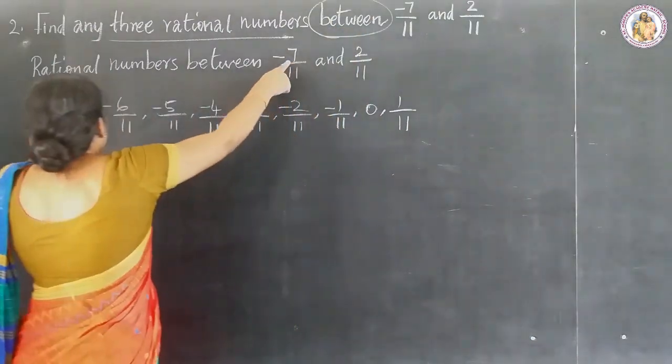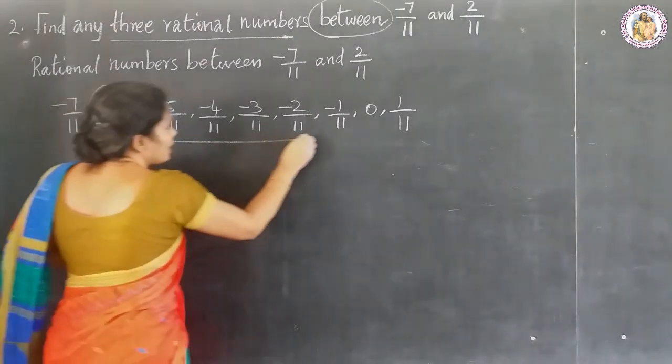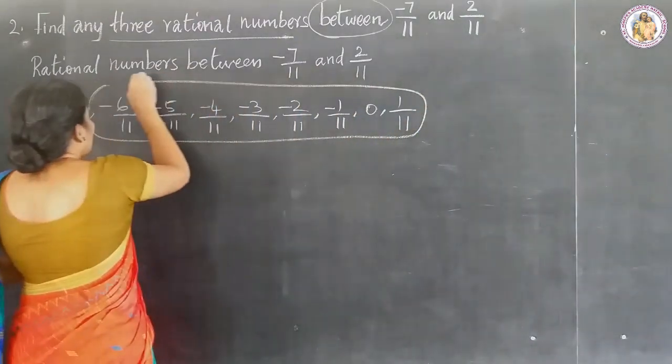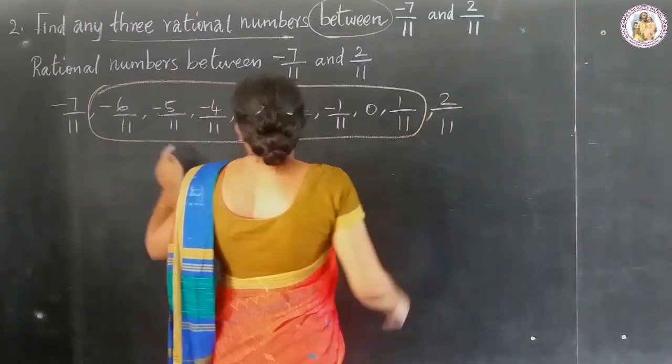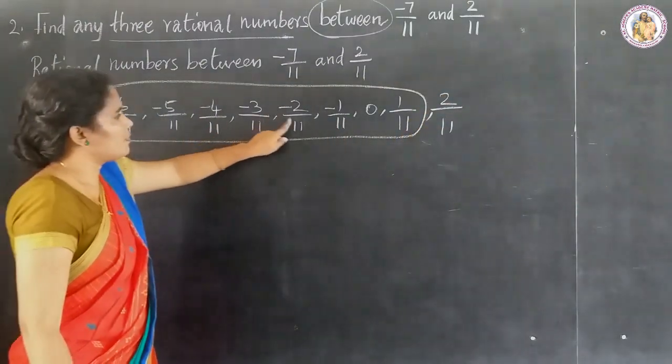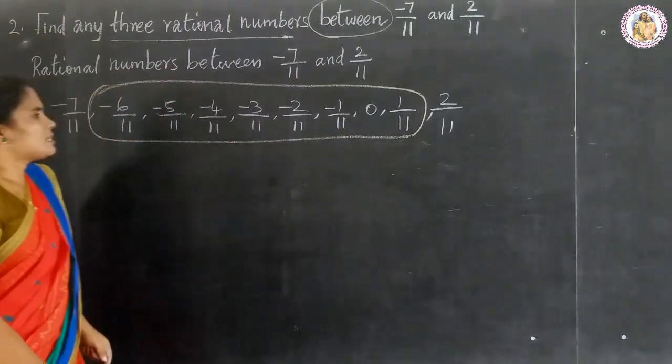So between minus 7 by 11 and 2 by 11 we have 1, 2, 3, 4, 5, 6, 7 and 8. Okay, 7.